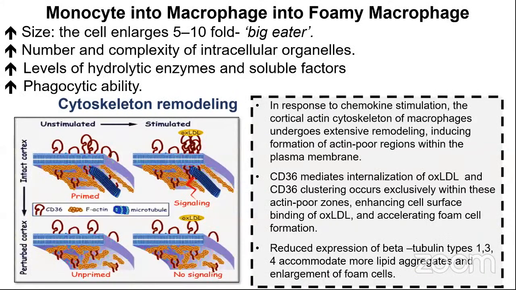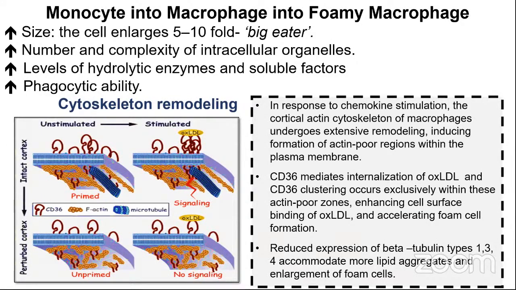Now, when a monocyte turns into a macrophage and then turns into a foamy macrophage, we find that the size of the cell enlarges. The macrophage, as you know, is a big eater. That's what the term means. And if the cell is going to become big, it would mean that there has to be some amount of cytoskeletal remodeling that is taking place. So what happens out here?